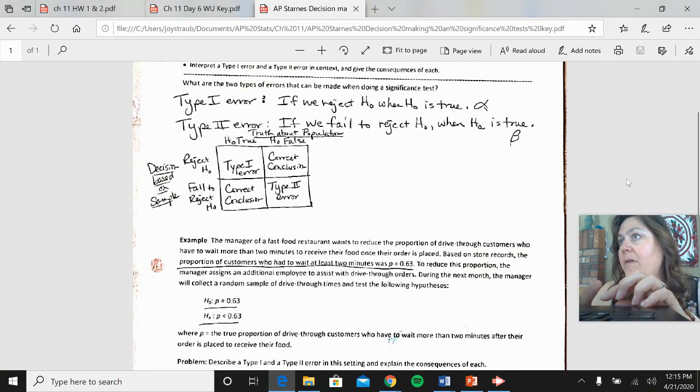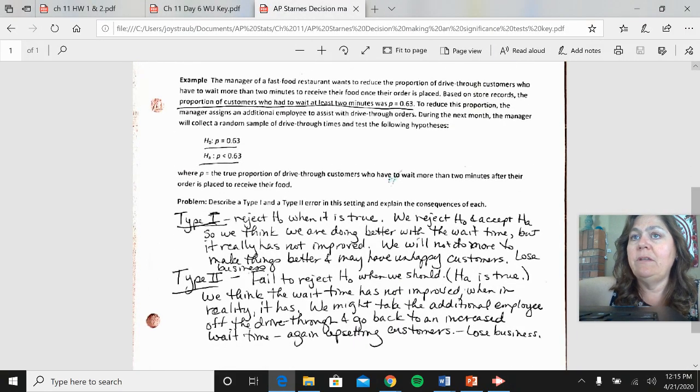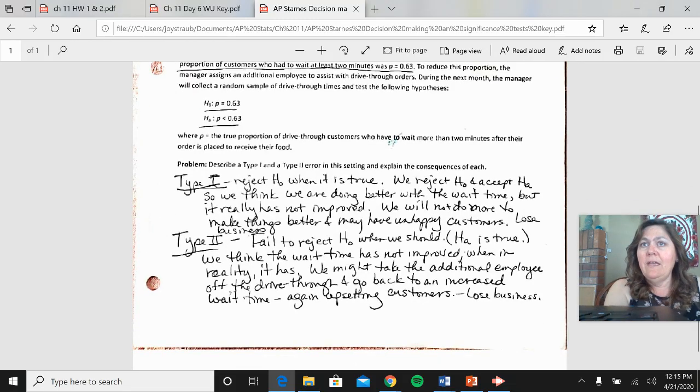All right, hopefully you've thought through your Type 1 and Type 2 errors in context. And I just have something here for you to check. Remember, Type 1 is that you reject H0 when it is true. We reject H0 and accept Ha. So here it is in context. We think we're doing better with the wait time because we rejected that and assumed Ha, that it's less than that. But in reality, it has not improved.